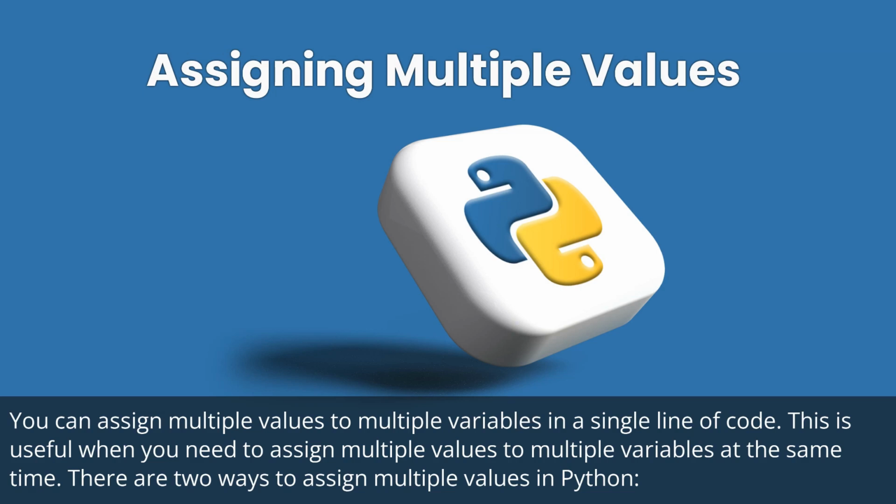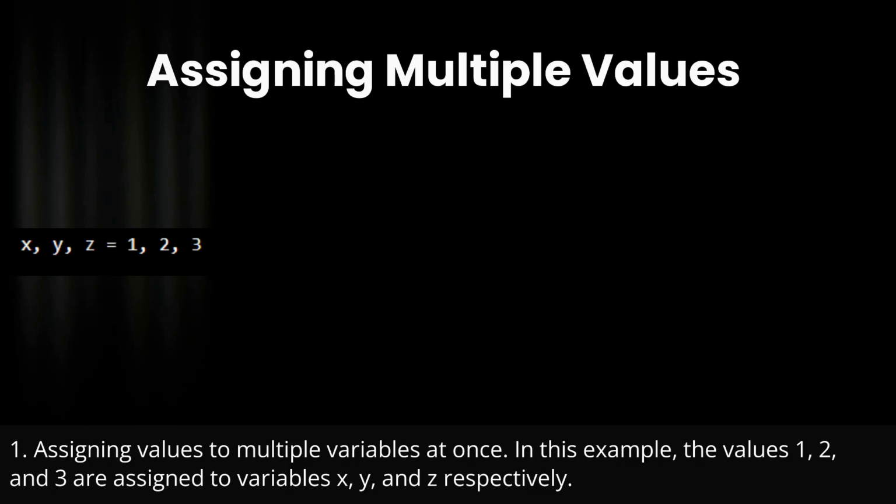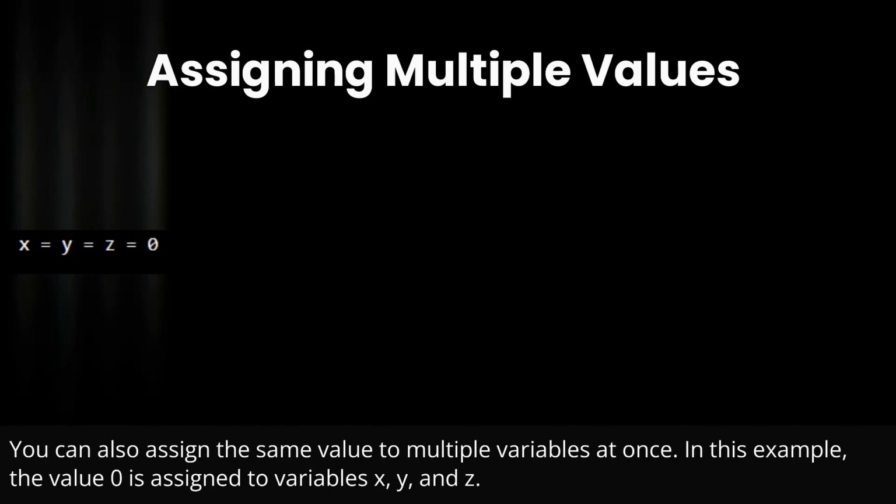There are two ways to assign multiple values in Python. 1. Assigning values to multiple variables at once. In this example, the values 1, 2, and 3 are assigned to variables x, y, and z respectively. You can also assign the same value to multiple variables at once. In this example, the value 0 is assigned to variables x, y, and z.